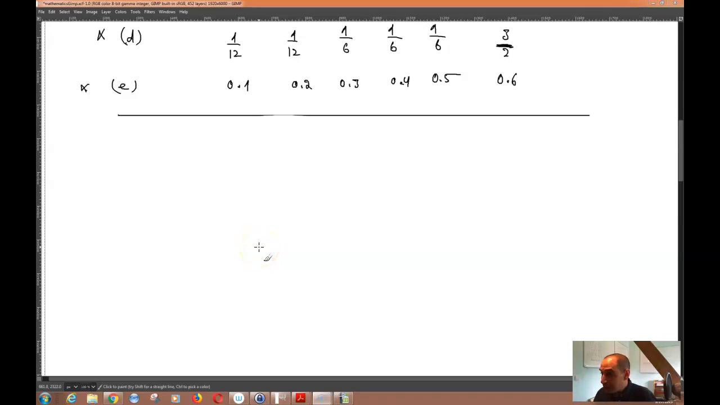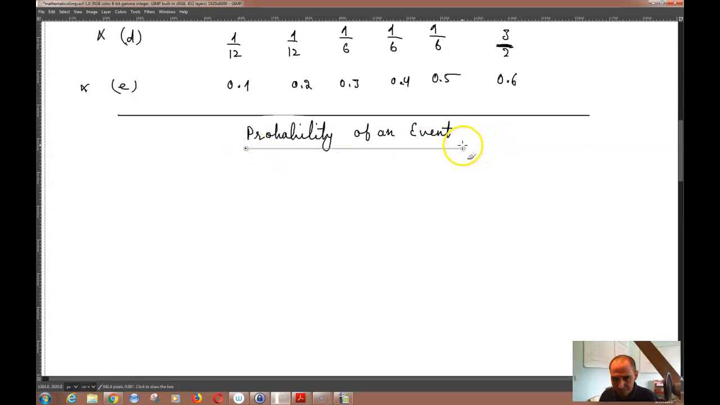Okay, so now let's talk about the probability of an event. Let's see what that is.